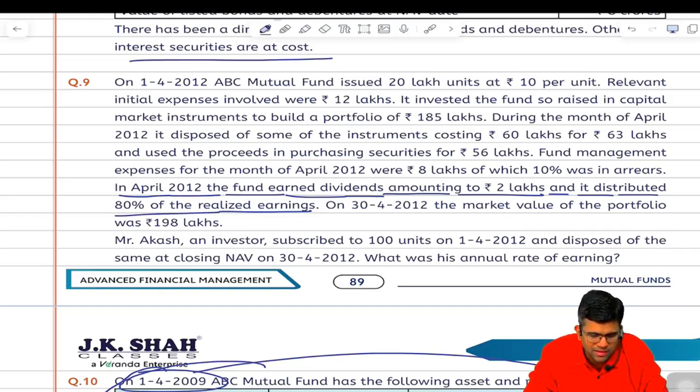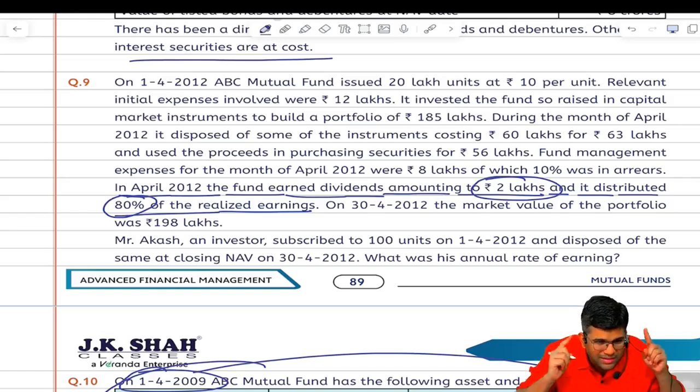And they are saying that the mutual fund now, whatever earnings they realized, they distributed 80% of what they earned. Now what students do, they take 80% of this 2 lakh. 2 lakh is what the mutual fund earned, and from that they gave 1.6 lakh as dividend. Very good, perfect.